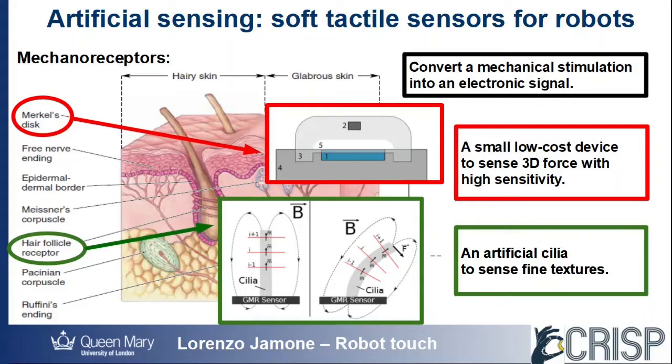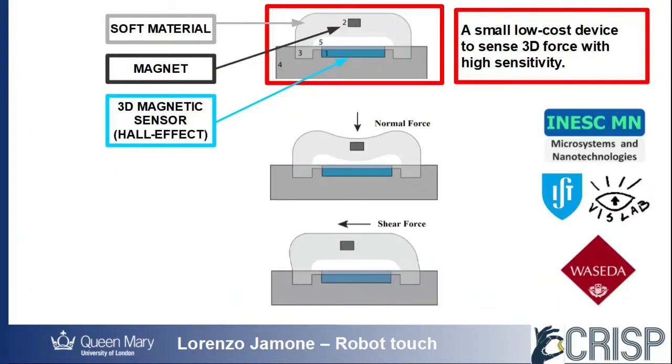from these receptors. A small magnet is immersed in a soft material and placed over a magnetic sensor that can measure the three-dimensional magnetic field generated by the magnet. When normal or shear forces are applied to the surface, the soft material is deformed, the magnet is displaced, and the magnetic field measured by the magnetic sensor changes, providing an indirect measure of the applied force.